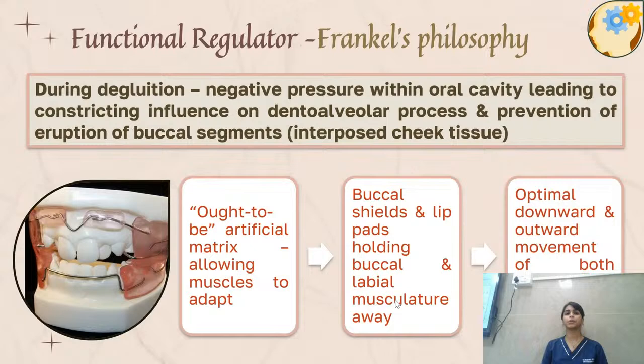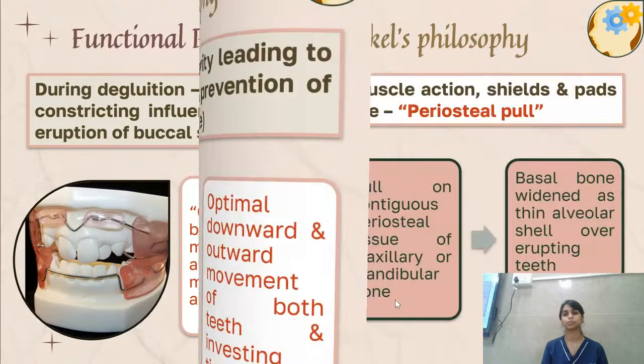So, according to him, during deglutition, there was a negative pressure within the oral cavity that led to constricting influence on the dentoalveolar process and prevention of eruption of buccal segments. So, he decided to create an artificial matrix similar to the vestibular screen that we just discussed. So, he will create an artificial matrix allowing the muscles to adapt to the artificial matrix until they can do without it. So it included buccal shields and lip pad to hold buccal and labial musculature away, allowing optimal downward and outward movement of both teeth and investing tissues.